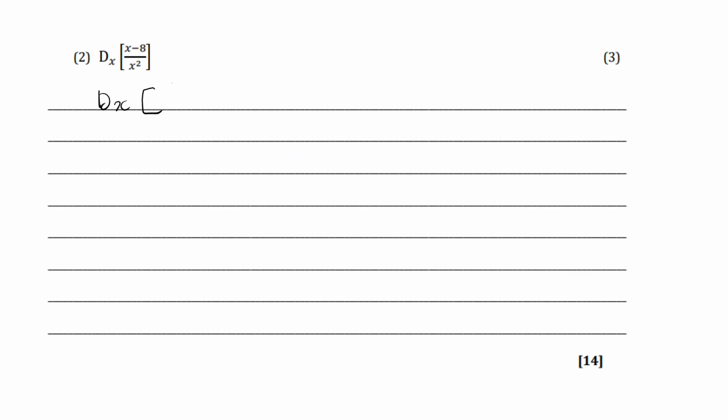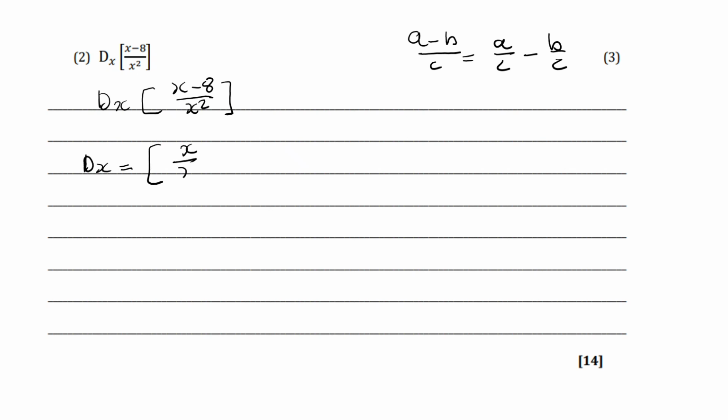Inside the bracket, I have x minus 8 and everything divided by x squared. The reason I said go and revise fractions: I know that if I have a minus b over c, I can write this as a over c, then put that minus and say b over c. That's the law I'm going to apply here. I'm going to write my dx as x over x squared minus 8 over x squared. So remember, before we do the derivative, we need to remove the fraction.